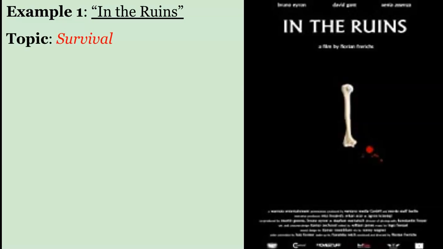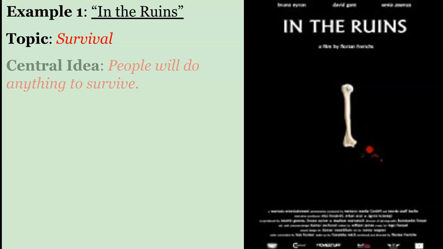Let's look at an example. So in The Ruins, you remember this text about those people trying to survive by eating each other. We read this a couple of weeks ago. So first of all, I chose the topic of survival. And then I thought, well, what's this story trying to say about survival? And I came up with this central idea. People will do anything to survive. Alright, nice and short. And then I got to think, well, what's some evidence in the text that supports that central idea?